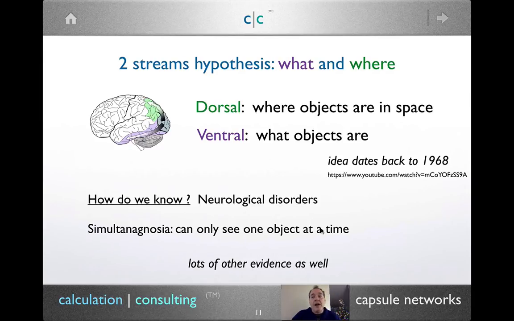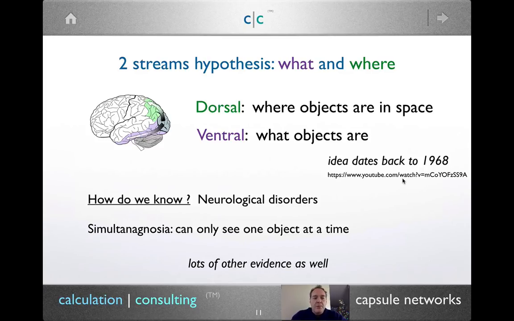One of the older hypotheses about how we might go about this is called the two streams hypothesis, or the dorsal ventral hypothesis. I've put a link here to a University of Chicago video that talks about what this is. I'm just going to review it briefly. The idea is that we have two systems in our mind. We represent where objects are in space, that's the dorsal system, and what the objects are, the ventral.